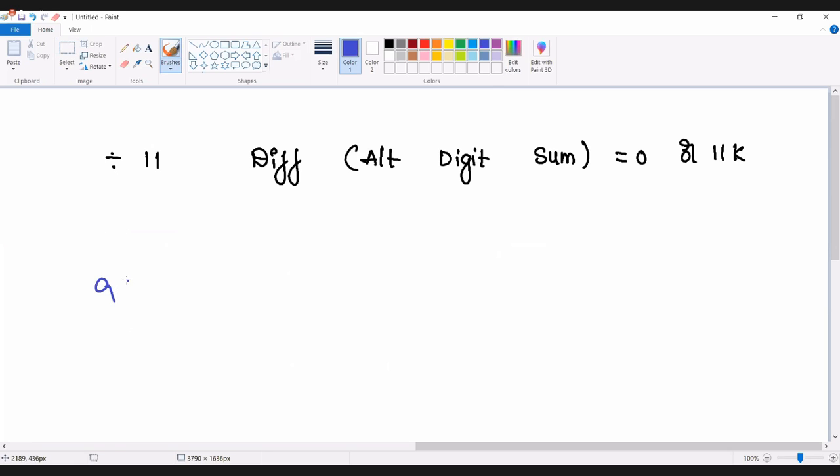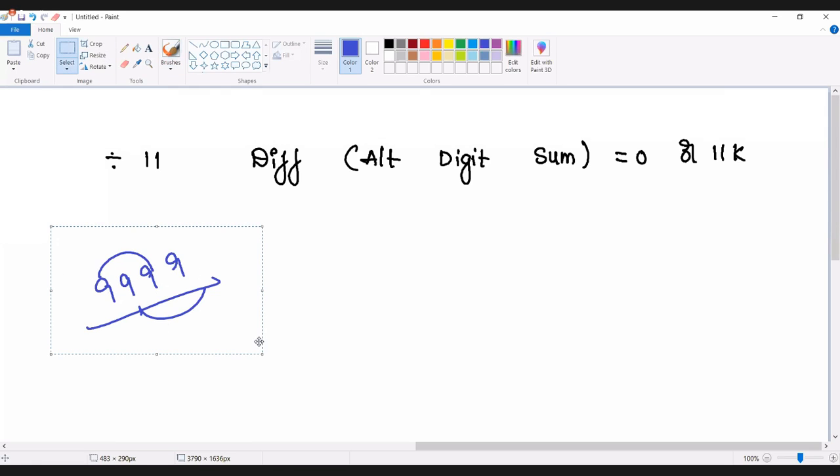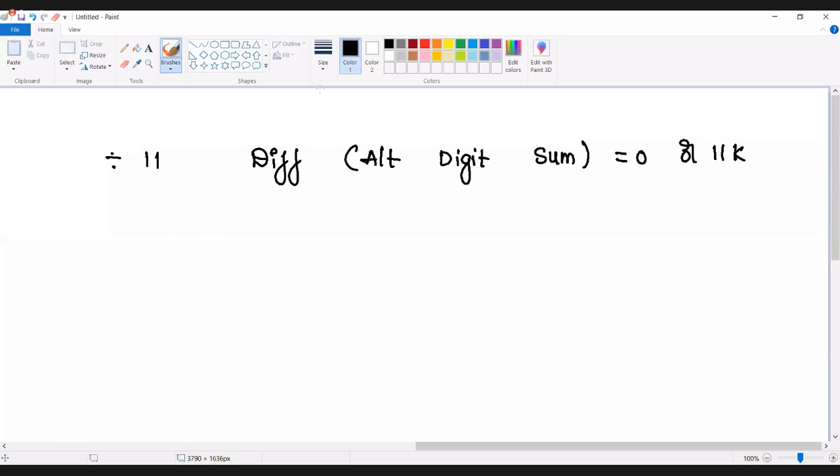So for example, 99 is there. Is it divisible by 11? 9 plus 0 is 9, and 9 is 9. The difference of this will be equal to 0. We can say that it is divisible. So like that, for any number, you can use the divisibility rule of 11 like this.